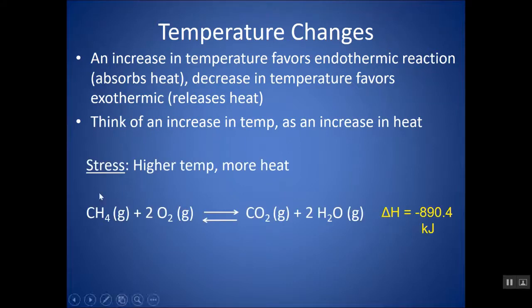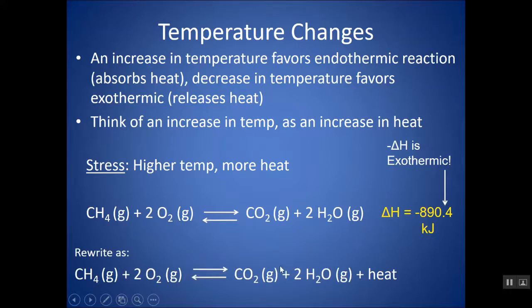So for instance, let's say you had this reaction, and I'm telling you that the stress is a higher temperature. The temperature has been raised. If I see that delta H is negative, that's an exothermic reaction. So let's put heat into my equation. I can rewrite this as plus heat on the right-hand side. Now, when I think of an increase in temperature, I would just say I have more heat. So I can use those same rules. More away, less toward, right?